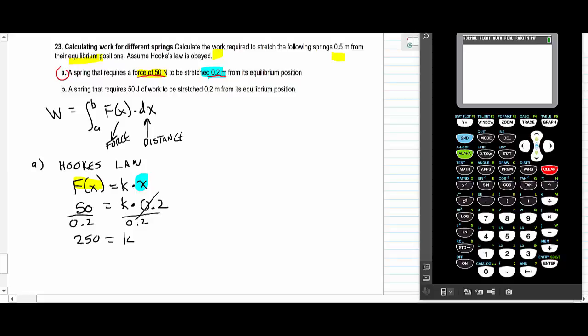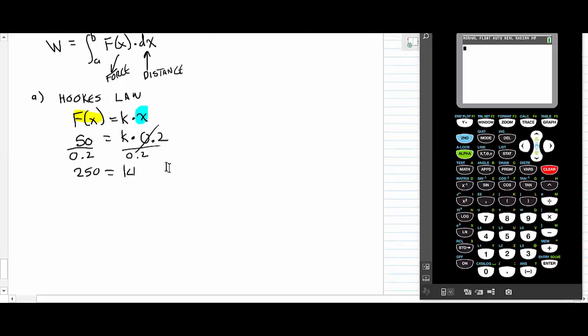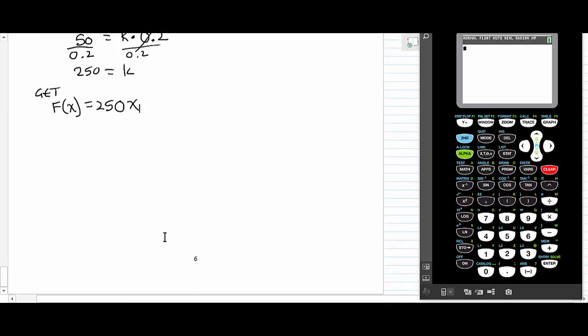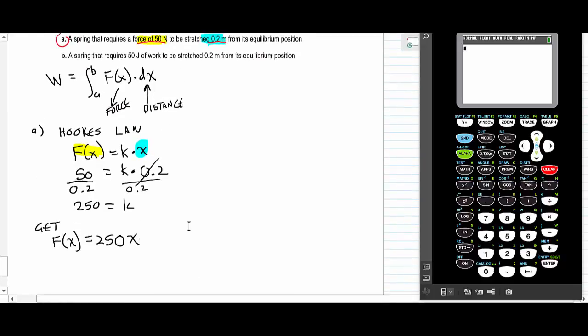So what that means is that you get this force function: f of x is equal to 250 times x. And again, that comes from Hooke's law. You have to figure out that thing first before you start computing the work. Okay, so that's how you're going to go about doing that.